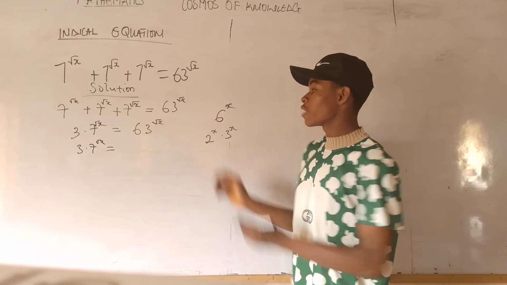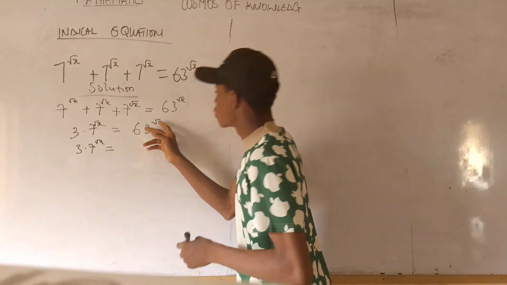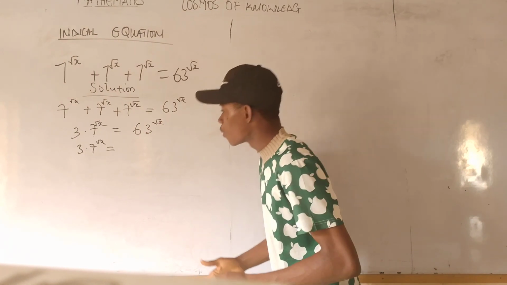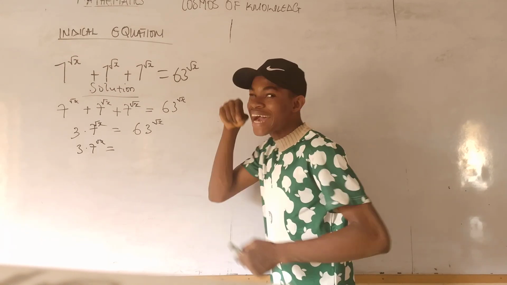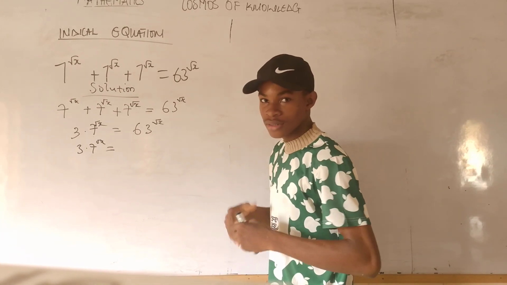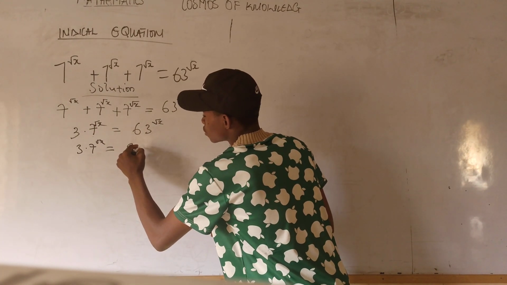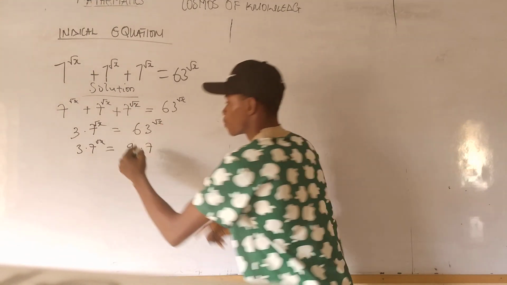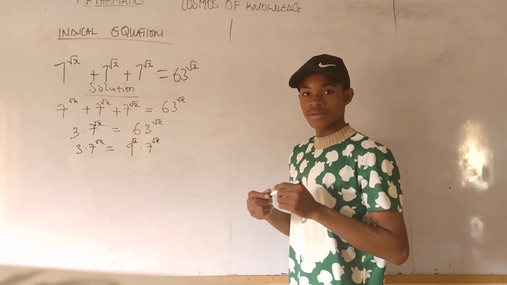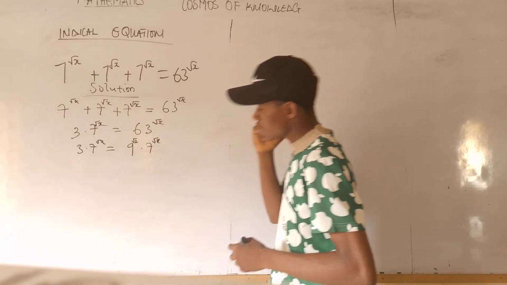So now let's include this method here. Now you see that you have 63 raised to power root of x, okay? So now, know that 9 times 7 will give you what? 63. Are you seeing it now? So you just put 9.7. Don't forget to put the power root x. So you can see that we've broken this down. So that's one step. Now let's go to the next step.